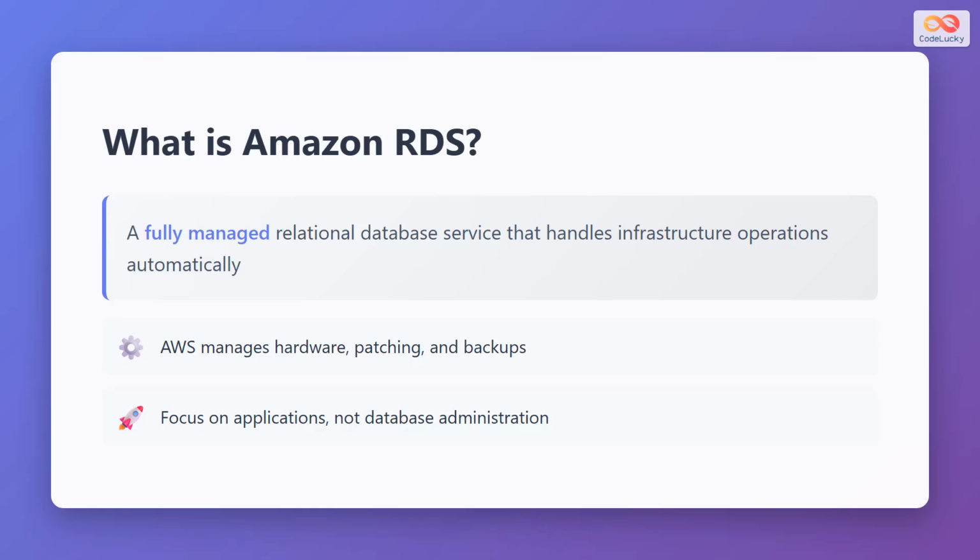Amazon RDS is a fully managed relational database service that automates time-consuming infrastructure operations. AWS takes care of hardware provisioning, database patching, and backup management. This means you don't need to worry about the underlying servers, operating system updates, or creating backup schedules. Instead, you can dedicate your time to developing applications and working with your data.